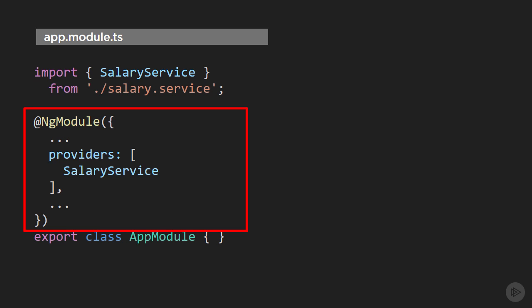And by listing the class SalaryService, Angular knows that whenever anyone asks for a salary service, it can instantiate it and give it to that class. So now any of our components can go ahead and request SalaryService. But this is providing it to the entire application. Sometimes you only want to provide a service to a visual component and its children.